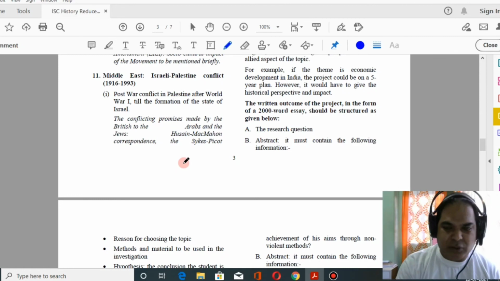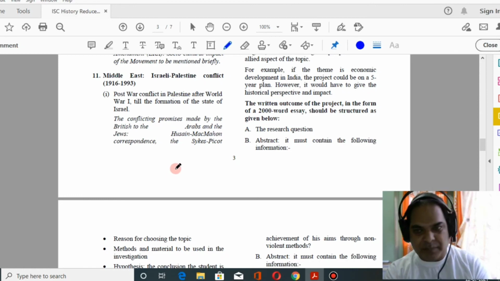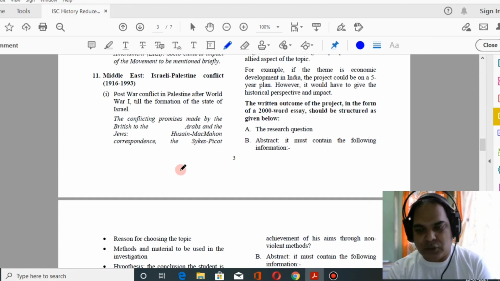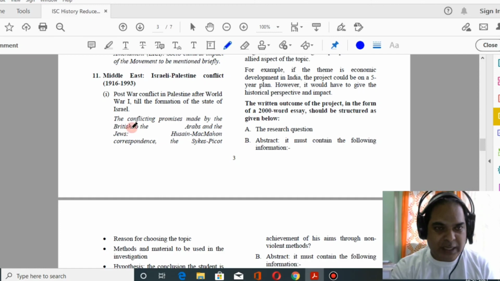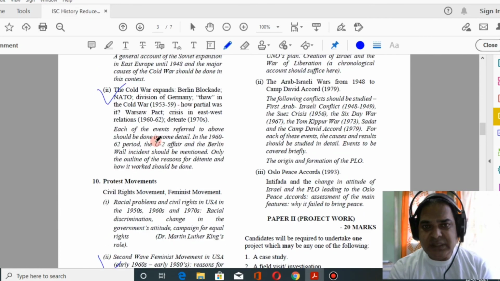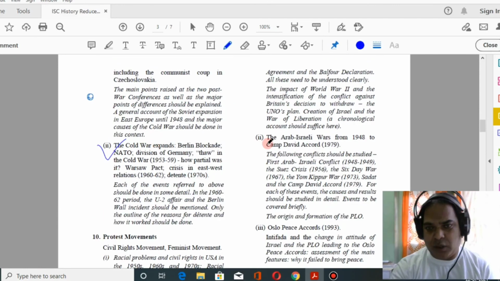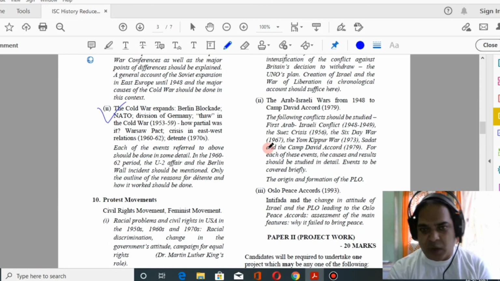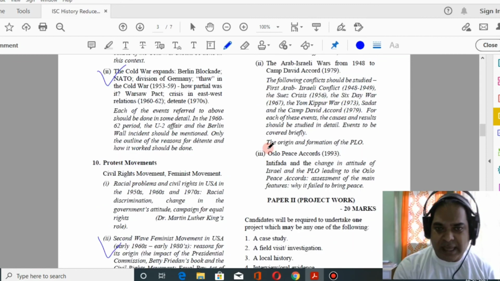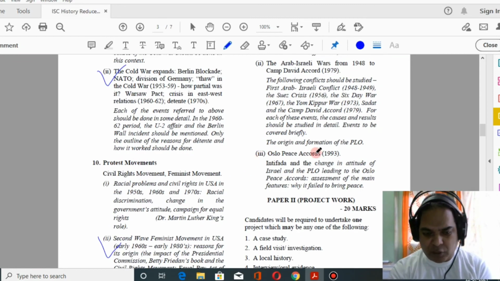This is the last chapter. Mostly students ignore this chapter because they get a lot of choices from the other parts, so they prepare those. But my suggestion is that if you prepare this chapter also, it will be very easy for you. Like the relation of Arabs and Jews, the causes of the Arab-Israel war, the Six Day War, the Yom Kippur War, and then the Camp David Accord. The Oslo Peace Accord was not there last year, so this time they have included it for the session 2022.